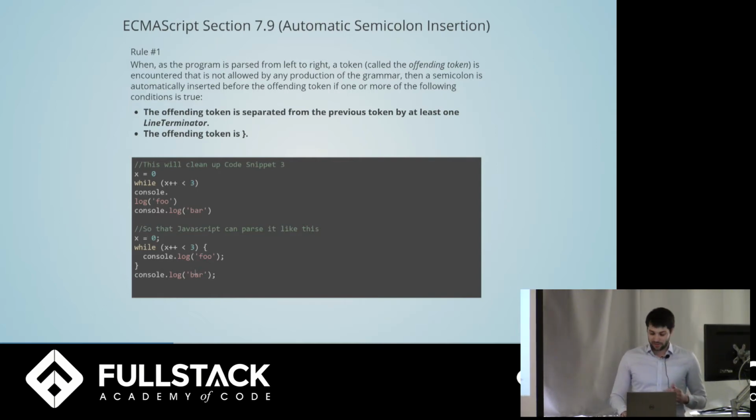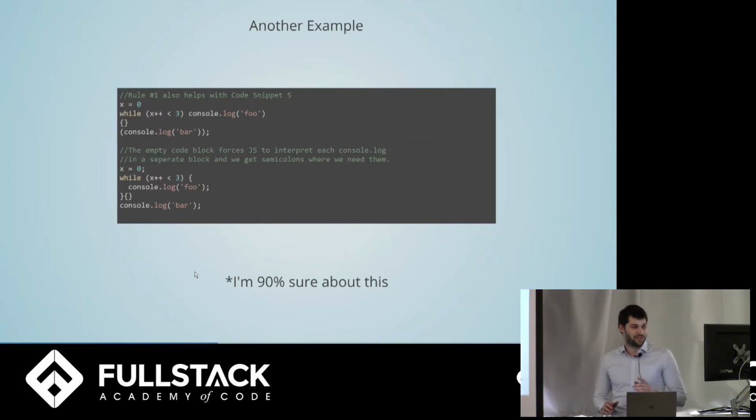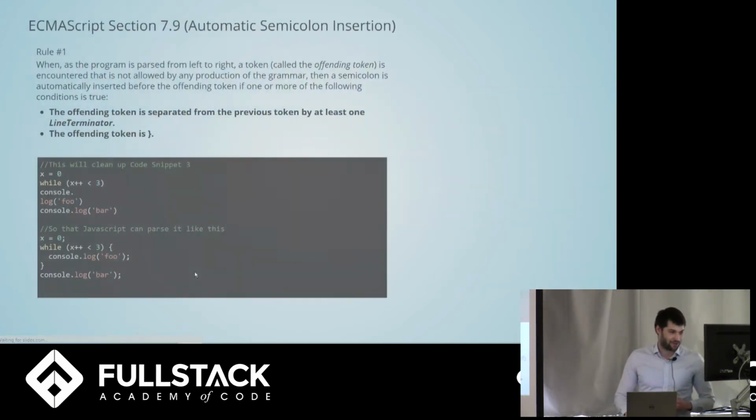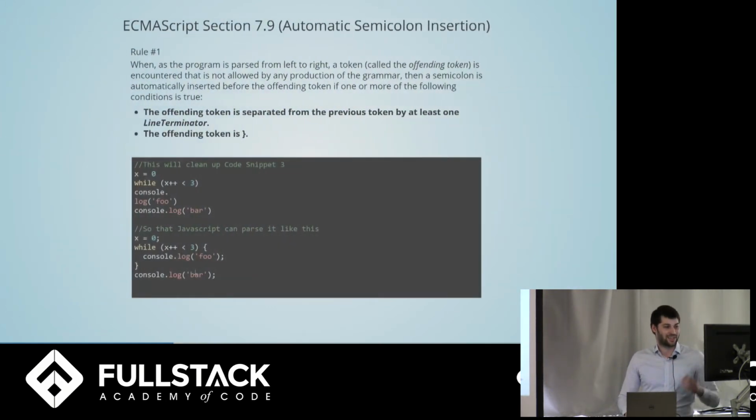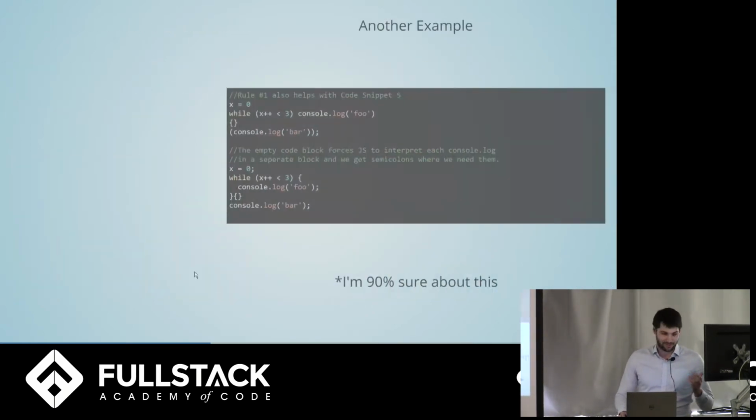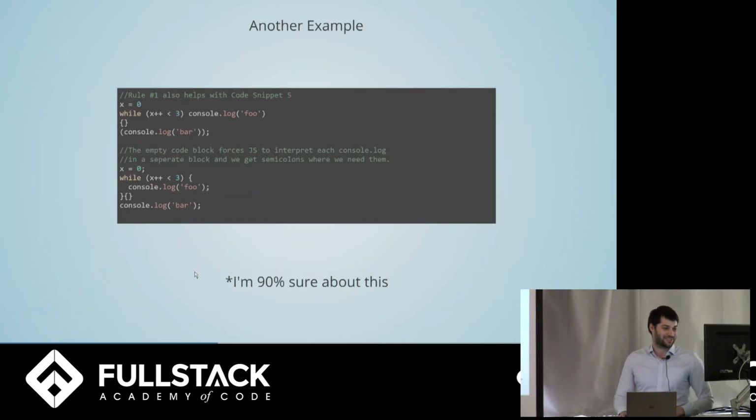And it's also going to fix code snippet number 5. And I'm about 90% sure that this is what's happening: when you put in this empty code block, it's going to tell JavaScript that it needs to also have another code block before that. And when you have that other code block, it's going to use this second thing about the offending token of the closed bracket. And we're going to end up with some good JavaScript code that looks like this.